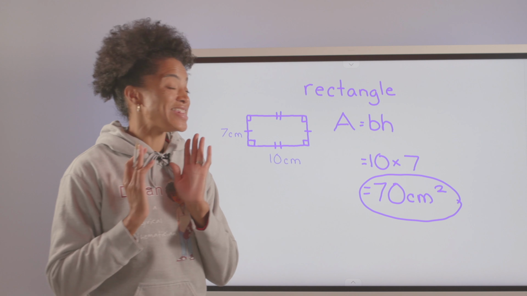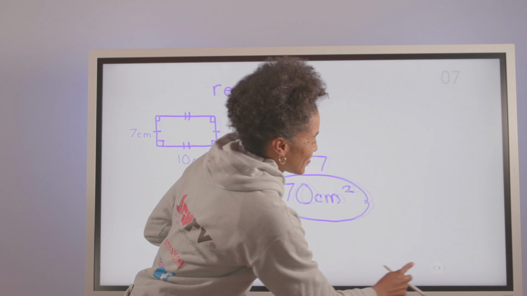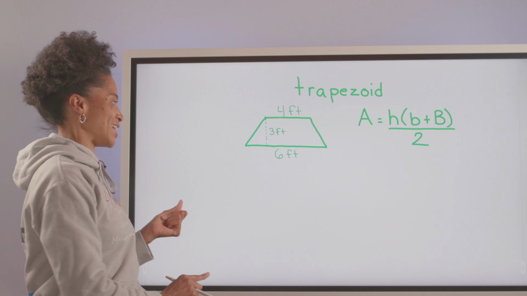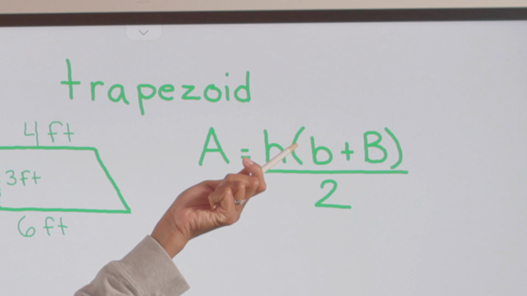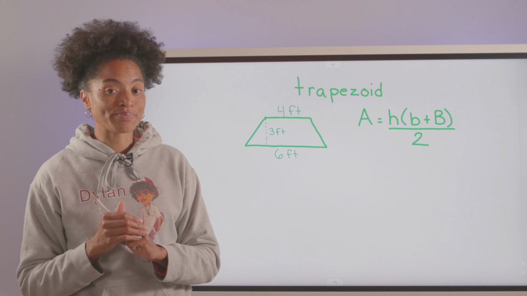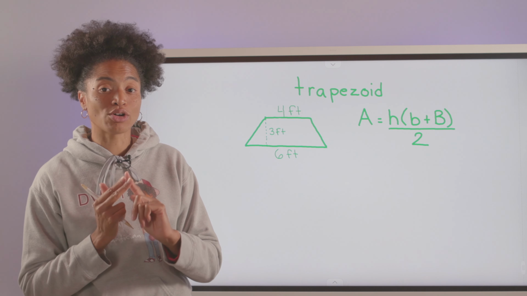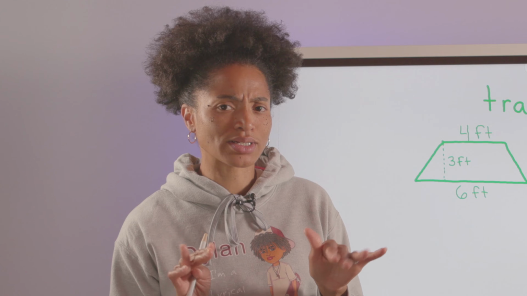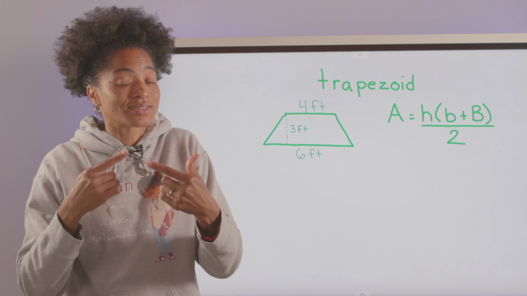All right. Next, we have trapezoid: H times (B plus B) divided by 2. We are going to have to plug in for the height, for a small base, and for a large base. Not a problem, we can do it, nothing to it. So let's get to it.